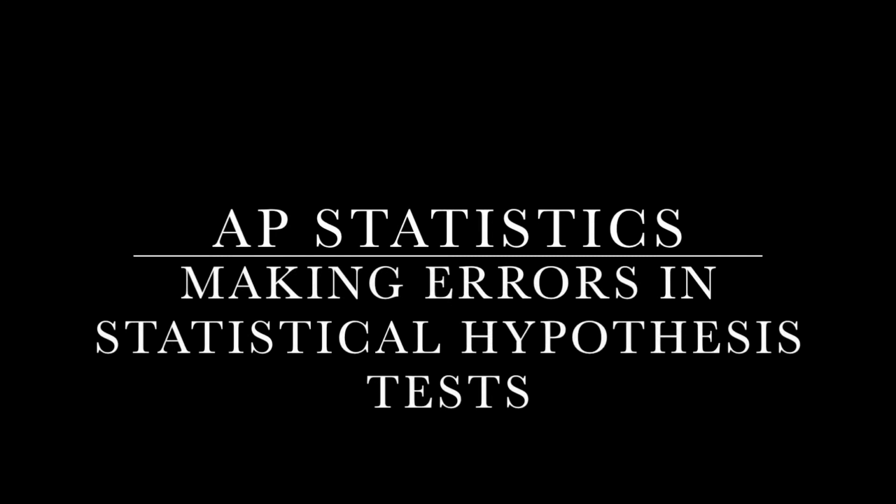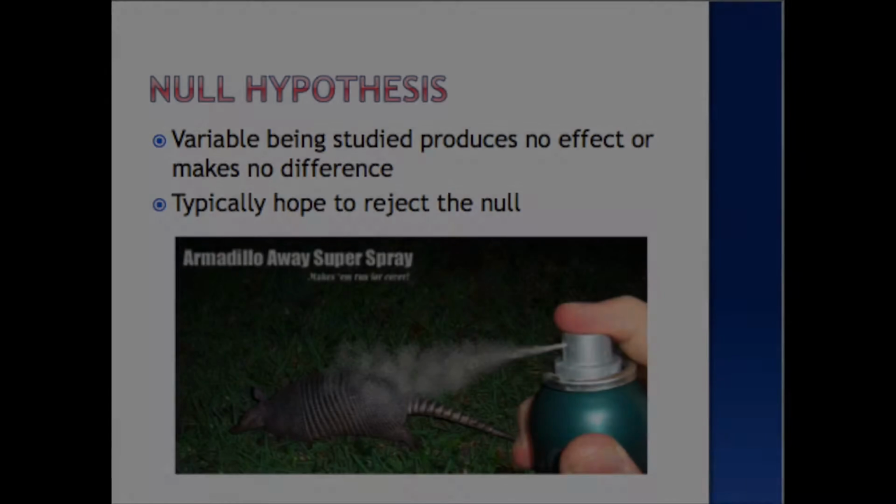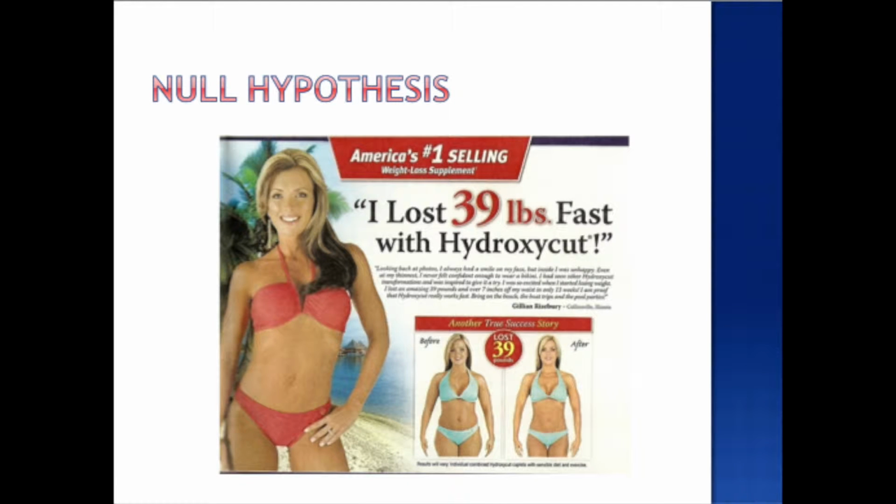Hello, this video will address the errors that can be made when performing hypothesis tests. In an experiment, the null hypothesis is the statement that the variable being studied produces no effect or makes no difference. Typically, we create a null hypothesis with the hopes of rejecting it. We run experiments hoping that the variable under scrutiny does, in fact, make a difference. But there are mistakes we can make along the way.